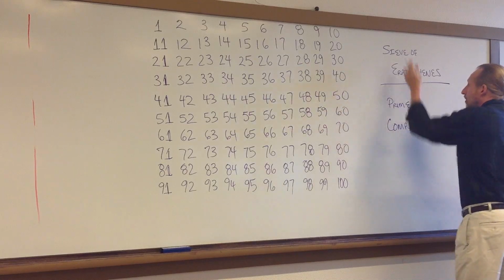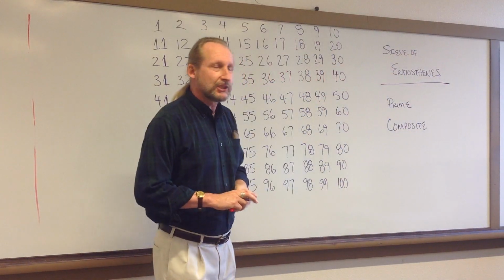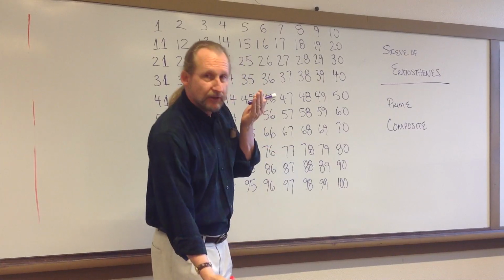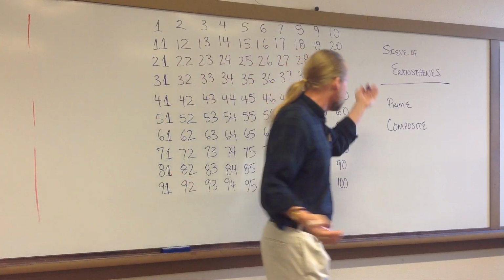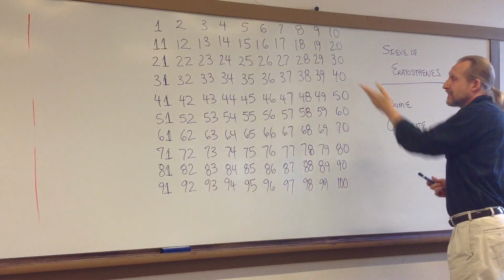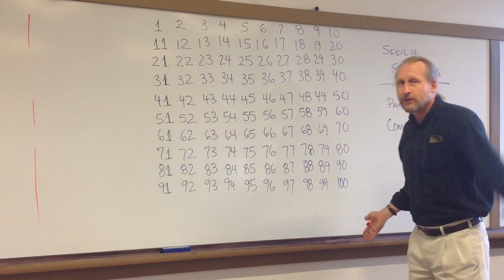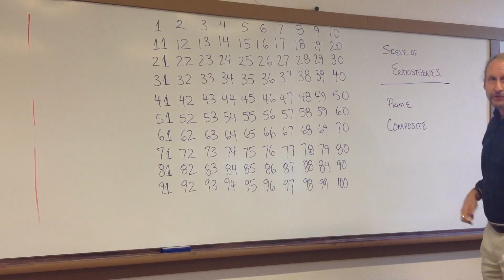So, what is a sieve, right? A sieve is something that catches some things but allows other things to fall through, like a colander, which is another word for a sieve. So what this sieve does is it catches all the prime numbers and it lets all the composite numbers pass through it.